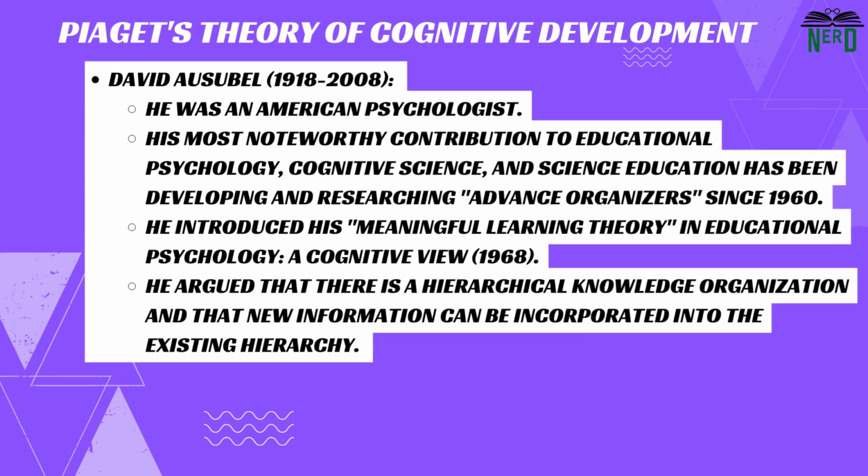One of the important theorists is David Ausubel. He was an American psychologist. His most noteworthy contribution to educational psychology, cognitive science, and science education has been developing and researching advance organizers since 1960. He introduced his meaningful learning theory in Educational Psychology: A Cognitive View, published in 1968. He argued that there is a hierarchical knowledge organization and that new information can be incorporated into the existing hierarchy.